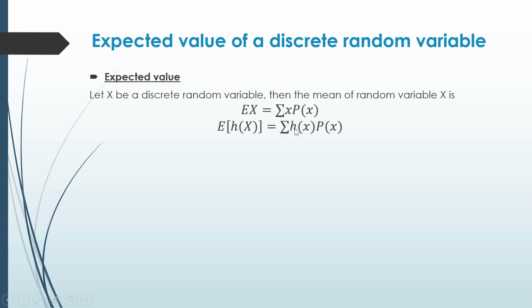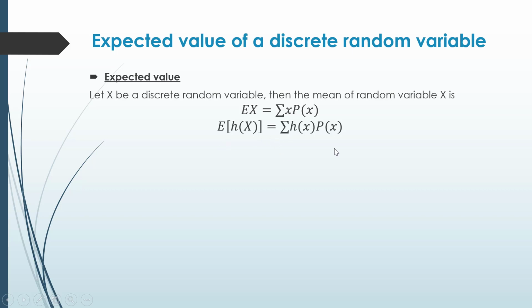That means the argument here is h of x. So for the first one, the argument is x. The second one, the argument is h of x. So if we have another function, g of x, then E of g of x is just the summation of g of x times p of x.